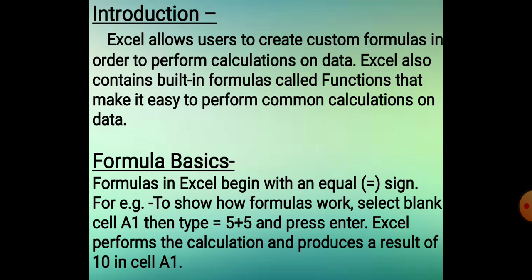To show the formula, we will begin with a simple exercise by selecting blank cell A1. Then type =5+5 and press Enter. Excel performs the calculation and produces a result of 10 in cell A1.